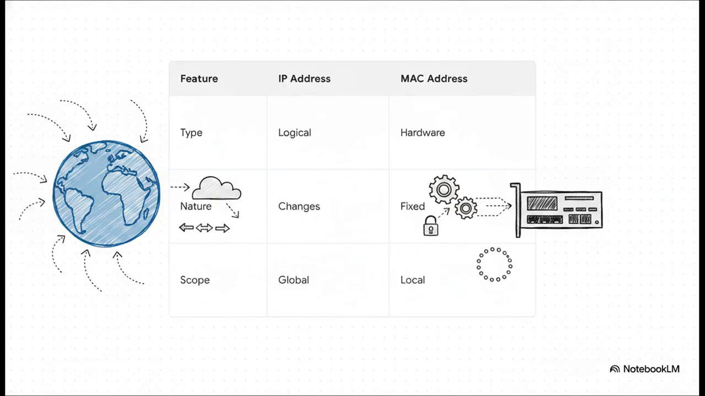The IP address is logical. It changes depending on the network you join, and it supports global communication across the internet. On the flip side, the MAC address is a hardware address. It is fixed to the physical interface card, and it is strictly used for local communication. They serve completely different purposes, but they are entirely collaborative.